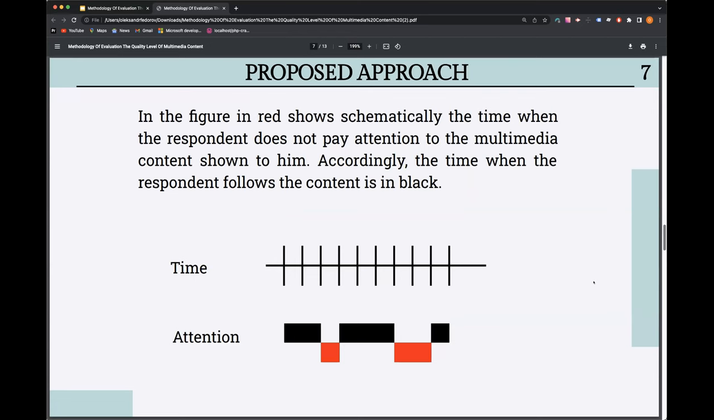In this figure, in red, shown schematically, is the time when the respondent does not pay attention to the multimedia content shown to him. Accordingly, the time when the respondent follows the content is in black. To evaluate human emotions while viewing the content, we will capture the human face every half a second to 1 second delay.